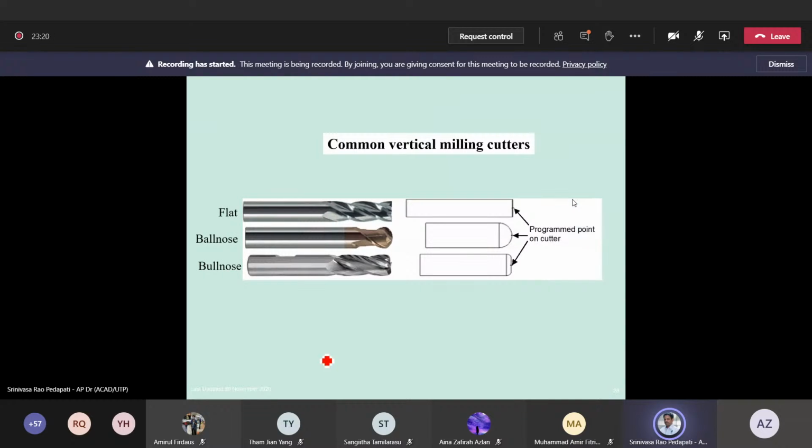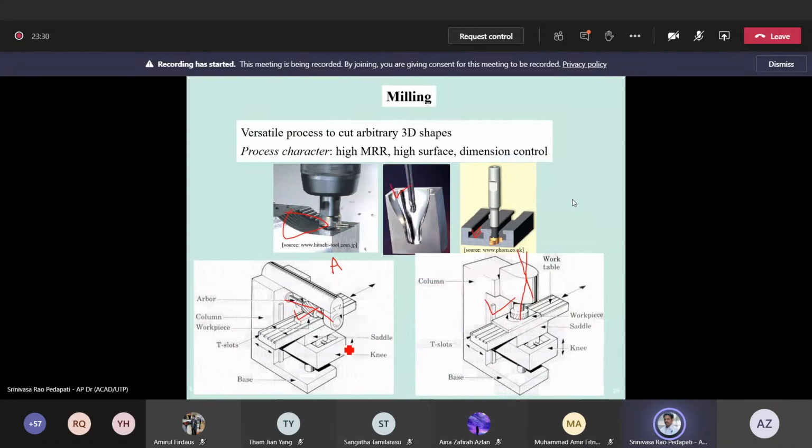So here are some of the cutters, not all cutters. This is vertical milling cutters, some of the common vertical milling cutters. In the case of here, this is a horizontal milling cutter. You see here, this horizontal milling cutter is somewhat wider. It is like a cylinder. So that is called a slab milling cutter. Slab means some area it will cover.